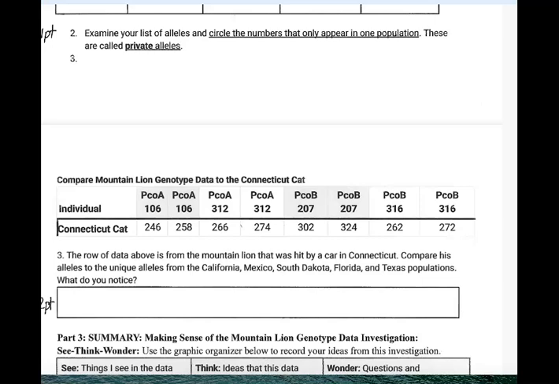So the row of data above is from the mountain lion that was hit by the car in Connecticut. Compare this to the unique alleles. The unique alleles were the ones that I highlighted in green. Those are the ones we first wrote down, not the ones we circled. And what do we notice? So I want you to compare these numbers, okay? Take a minute and do that and see if you can notice anything that's similar.